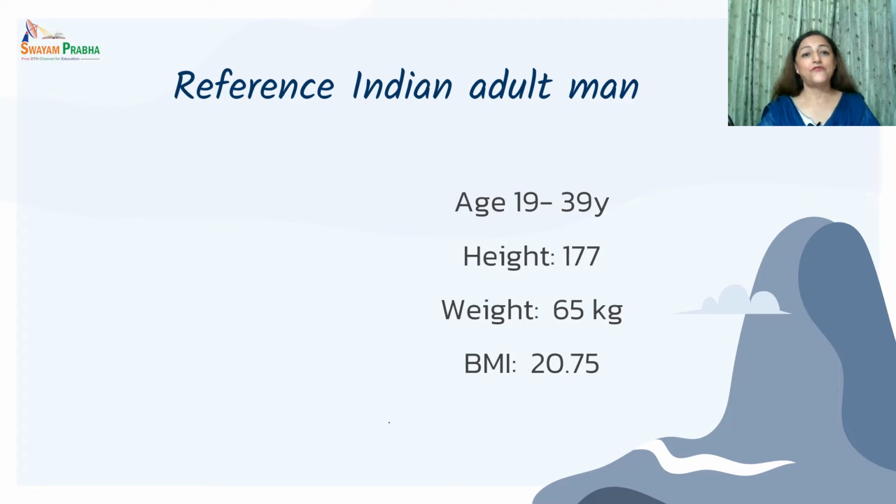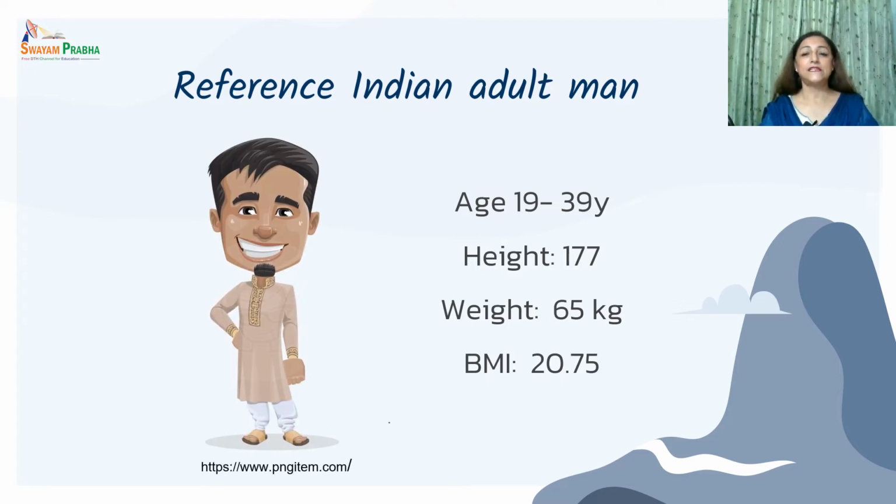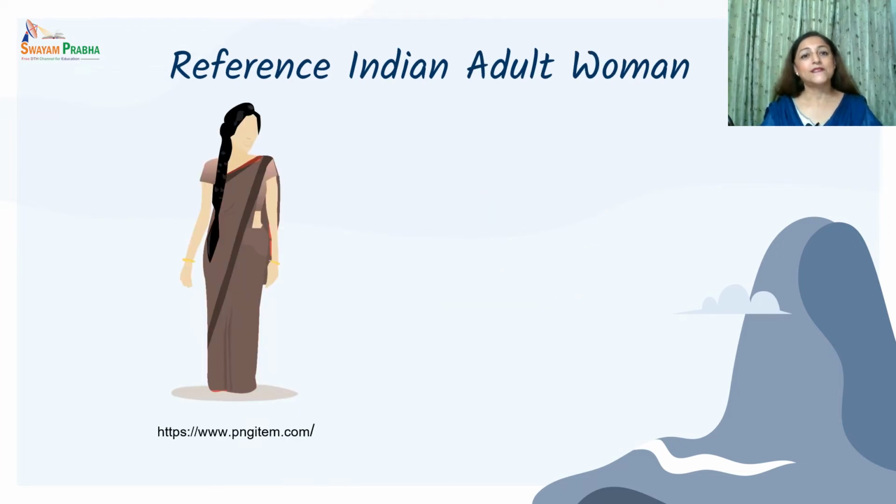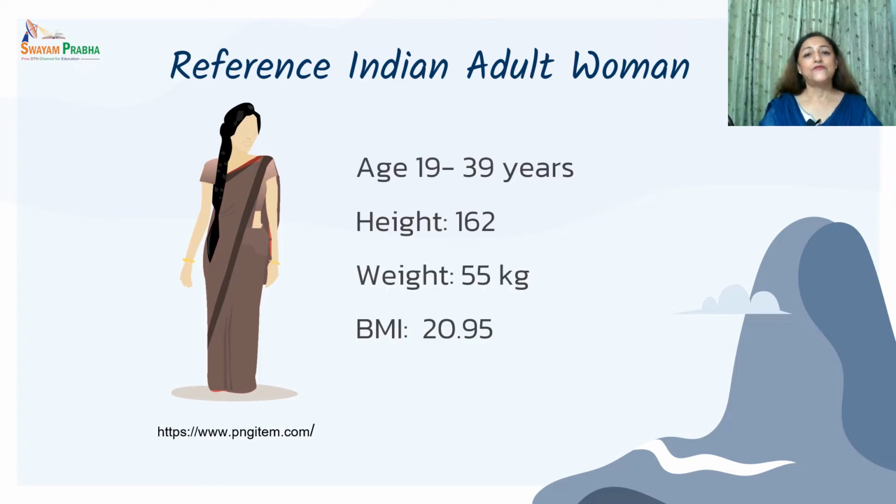So let us see who is a reference Indian adult man. A reference Indian adult man has an age of 19 to 39 years, and his height is 177 centimeters, and his weight is 65 kilograms, and he has a BMI, that is body mass index, of 20.75. We calculate body mass index by dividing weight in kilograms by height in meter square. And let us see who is reference Indian adult woman. A reference Indian adult woman is between the age of 19 to 39 years, and her height is 162 centimeters, and her weight is 55 kilograms, and her BMI is 20.95.